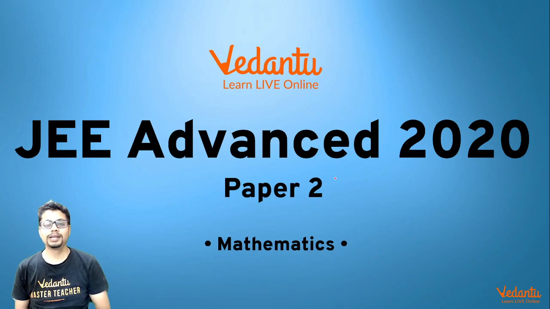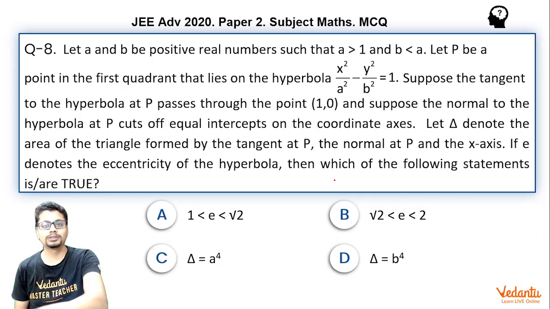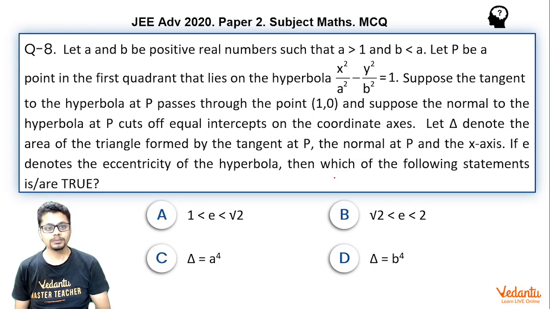We are discussing JEE Advanced 2020 Paper 2 Mathematics, and the question for this video is this. Let A and B be positive real numbers such that A is greater than 1 and B is less than A. Let P be a point in the first quadrant that lies on the hyperbola x square by A square minus y square by B square equal to 1.